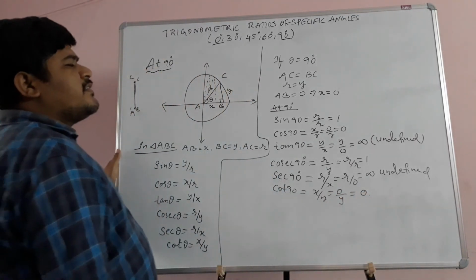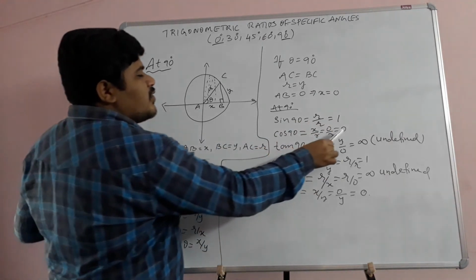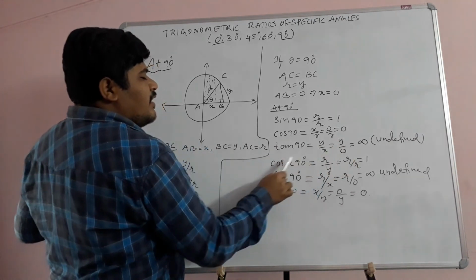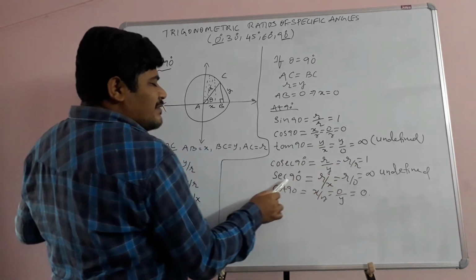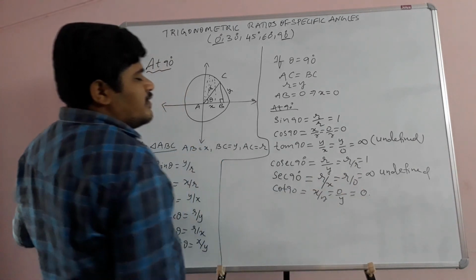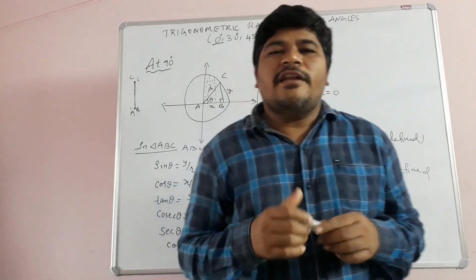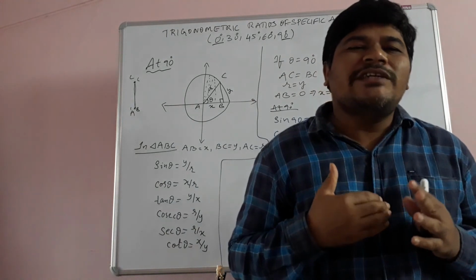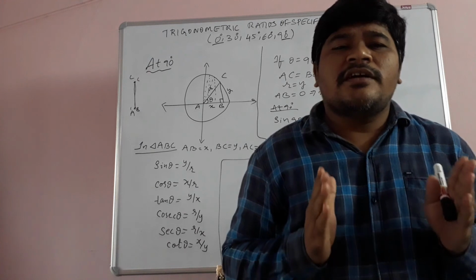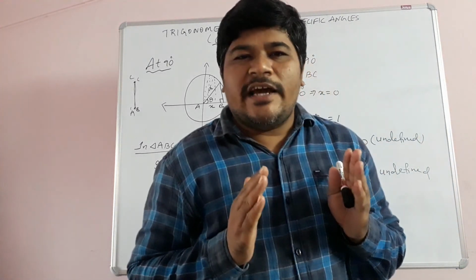Students, see, sin 90 is equal to 1, cos 90 is equal to 0, tan 90 is equal to infinity or undefined, cosecant 90 is equal to 1, secant 90 is undefined or infinity, cot 90 is equal to 0. So students, in this way we can know the values of the trigonometric ratios at specific angles: 0 degrees, 30 degrees, 45 degrees, 60 degrees, and as well as 90 degrees.